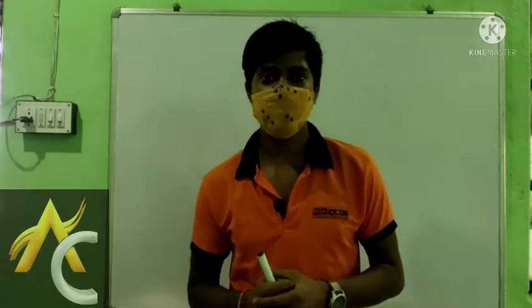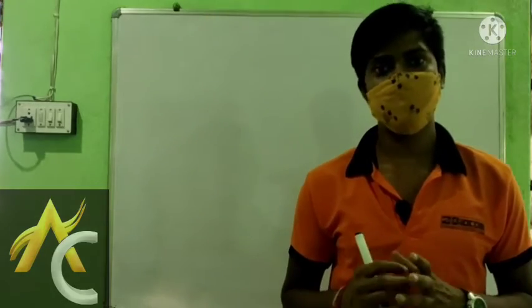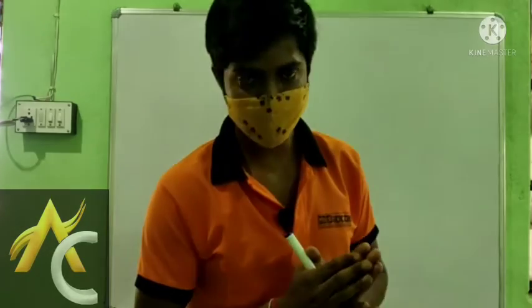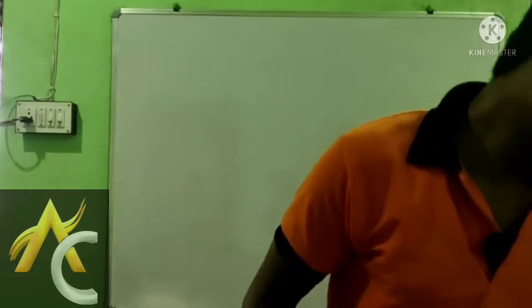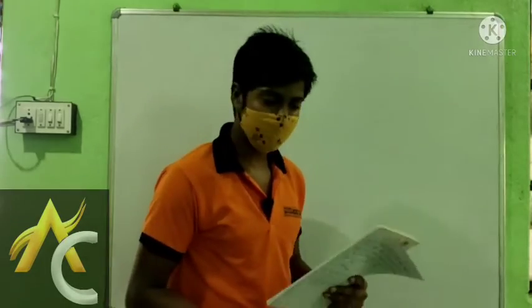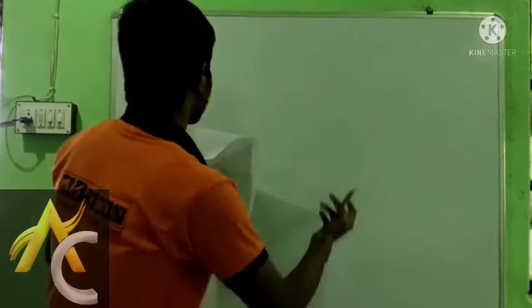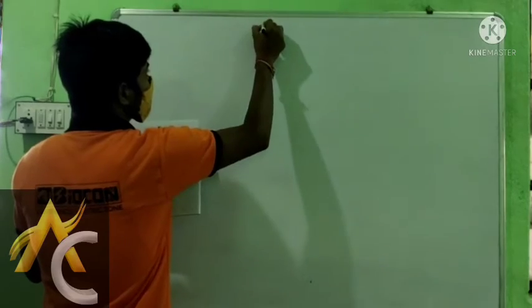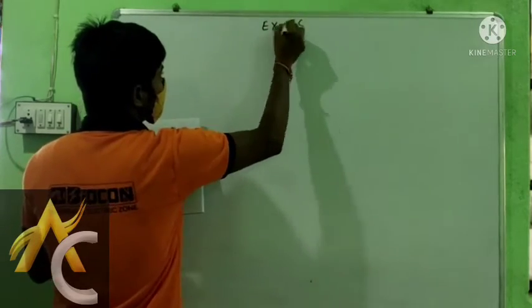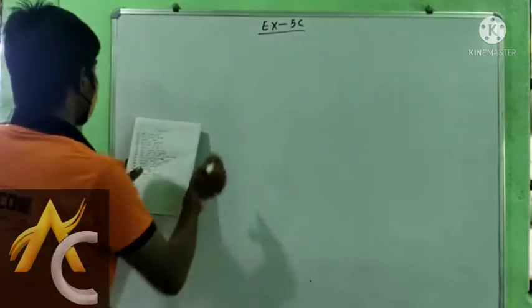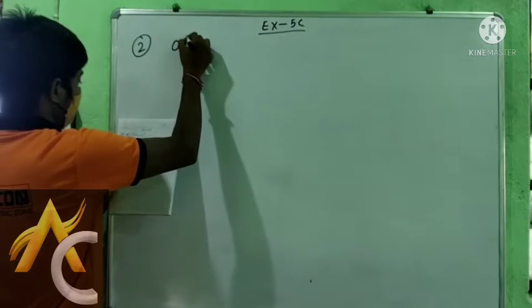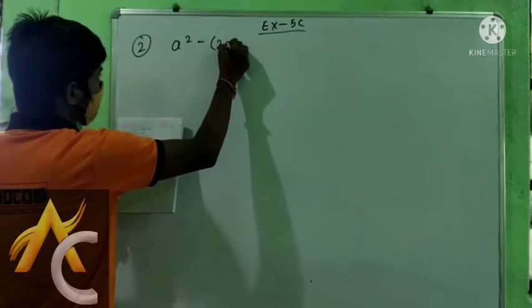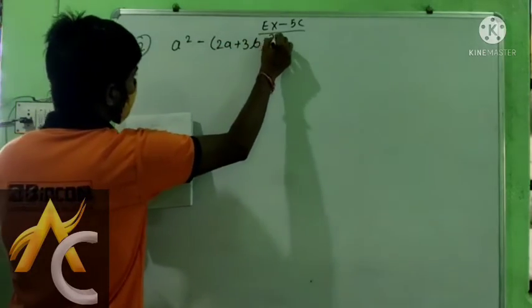We are going to study factorization today and we will solve exercise 5C of the ICSE board. I will solve only alternate questions, and our first question is question number 2, that is (a² − (2a + 3b))²... that is a square minus 2a plus 3b whole square.